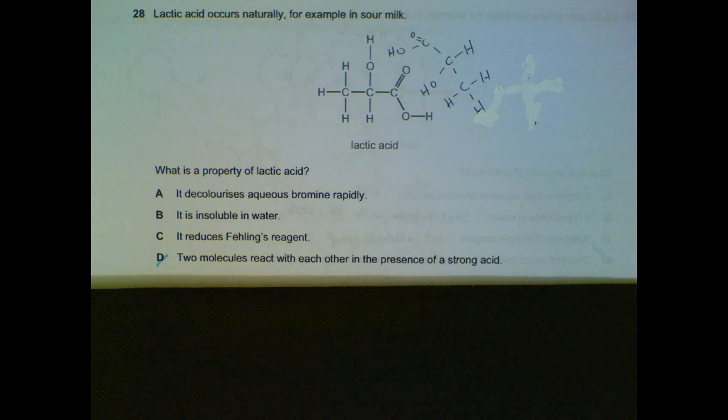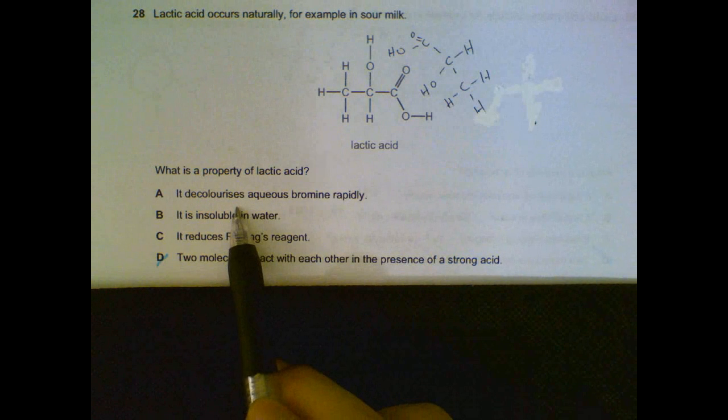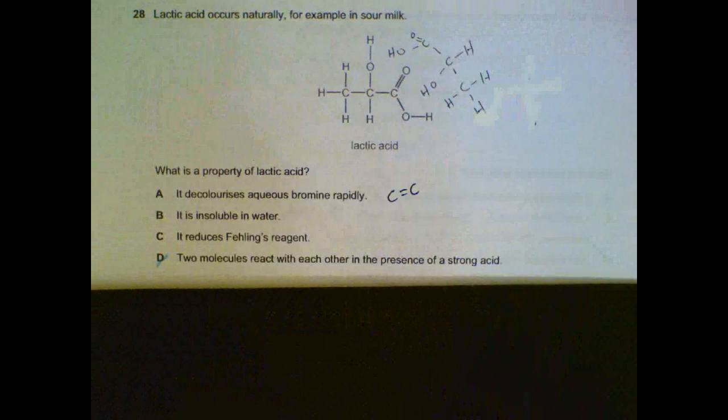Number 28, lactic acid has this structure. So what properties does it have? A, decolorizes aqueous bromine rapidly. It is unable to do that as it doesn't have the alkene C=C double bonds.